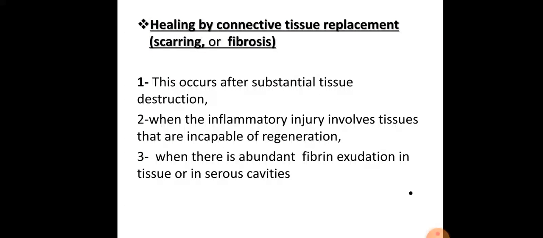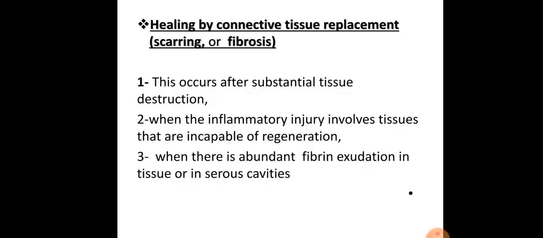The other outcome is healing by connective tissue replacement, by scarring or fibrosis. This occurs after substantial tissue destruction. It means that a large or deeper area is involved by the inflammation, so the healing will be by fibrosis and scarring. When the inflammatory injury involves tissues that are incapable of regeneration, such as skeletal muscle and nerve tissue, all of these cannot regenerate, so the healing will be by scarring or fibrosis.